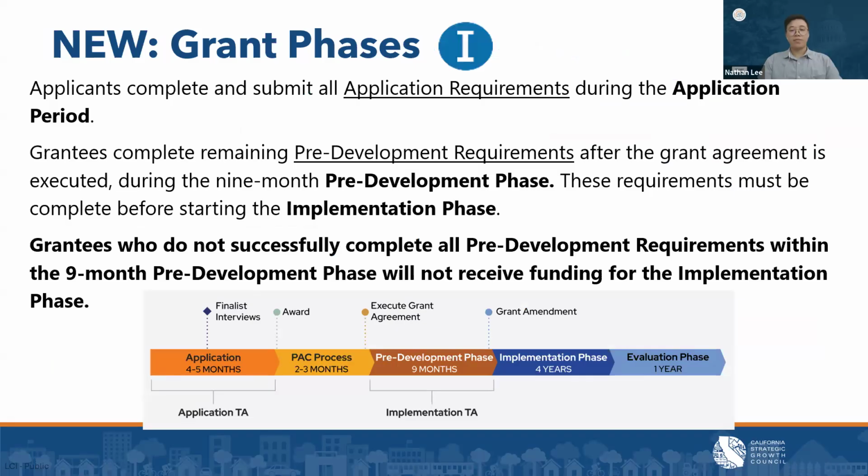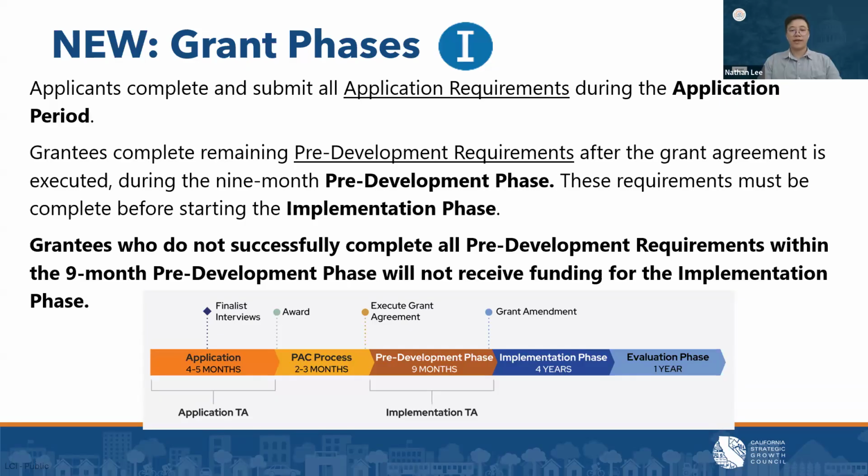Now let's break down the implementation grant phases. All application requirements must be completed during the 4-month application period. We anticipate announcing awardees in spring 2027. After grant execution, awardees will transition into a post-award consultation process, which will last 2 to 3 months and end with the execution of the grant agreement.